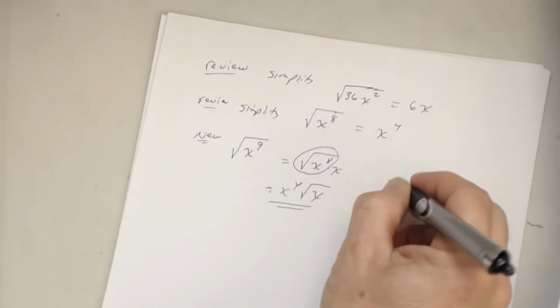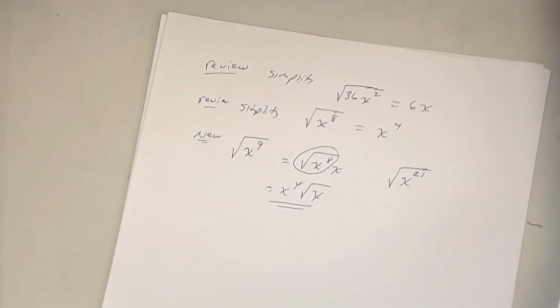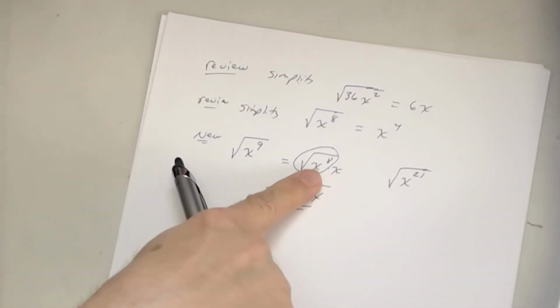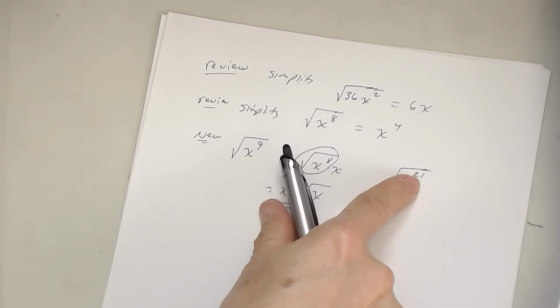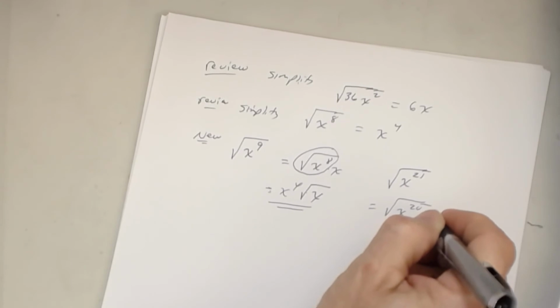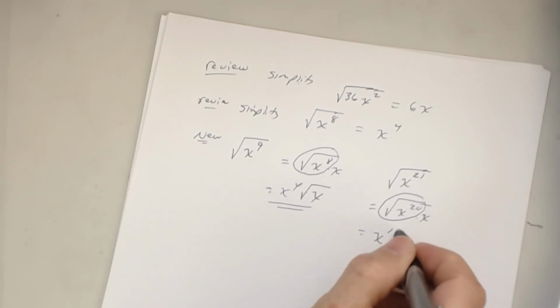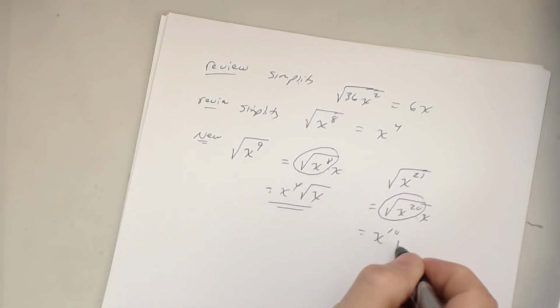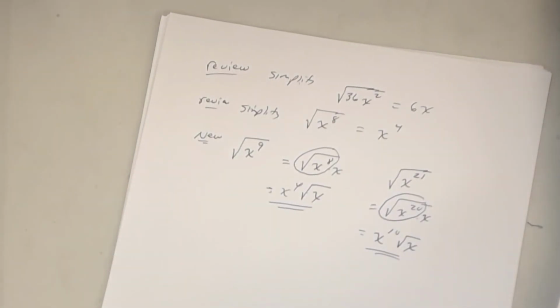Look at this one. Watch. Square root of x to the 21st. You can do a shortcut at some point, but let's actually write in that intermediate step. What's the largest number less than 21 that 2 goes into? 20. So I can write this as square root of x to the 20th times x. What's the square root of x to the 20th? So what's the answer? X to the 10th times the square root of x. That's all you do.